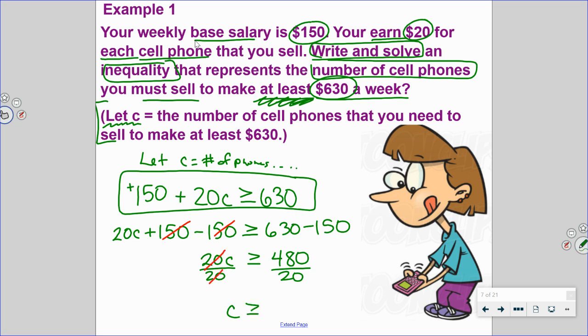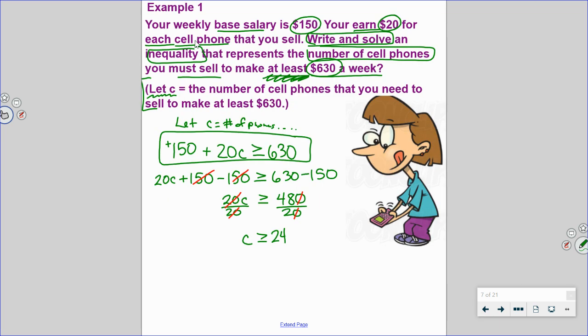So in this case, C is greater than or equal to... you can go ahead and simplify or reduce by 10 to make your division easier. And then I've got to squeeze in a sentence somewhere.